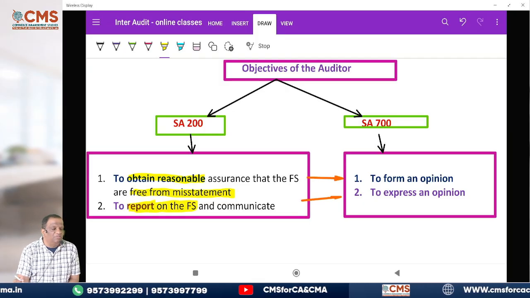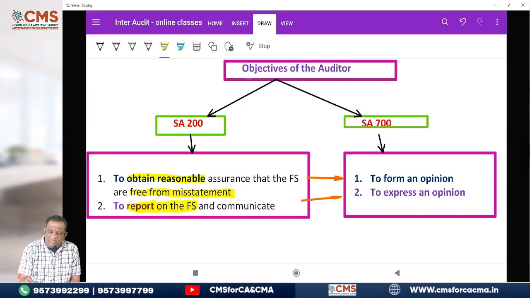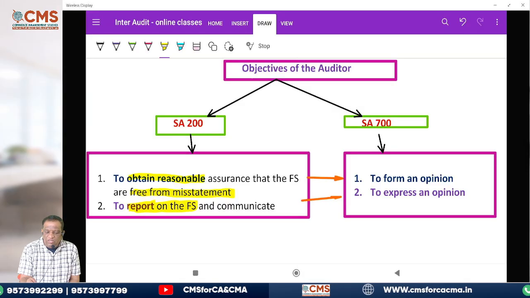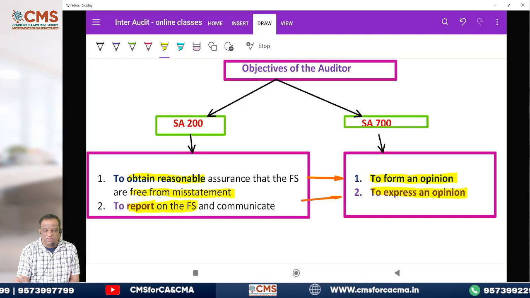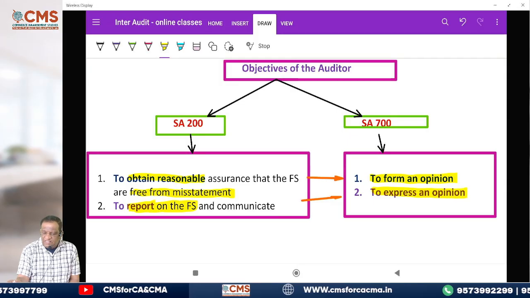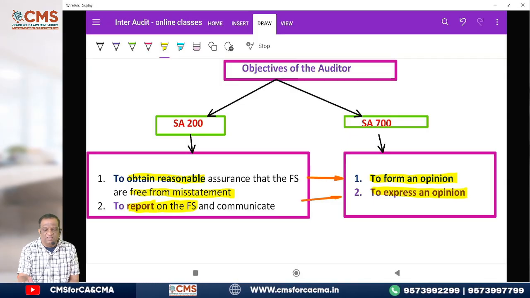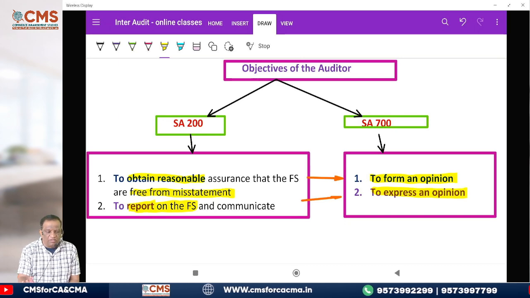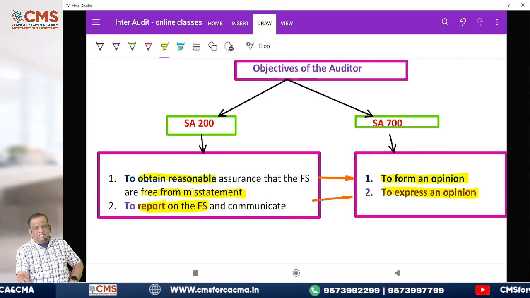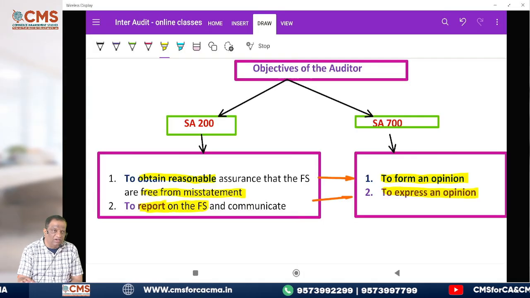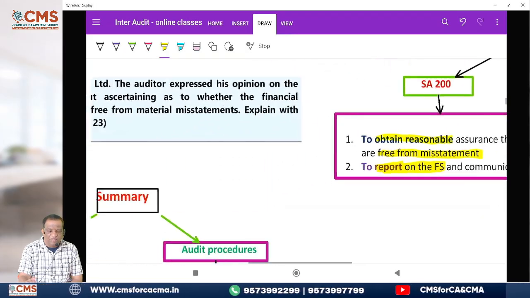The same are the objectives as per SA 700 as well, but the language is slightly different. Under this, the objective is to form an opinion, and the second one is to express an opinion. As a student, you find SA 700 more simple and straightforward than SA 200. But whenever it is asked, just look at the question, it is very rarely asked, not a repetitive question. Is it talking from SA 200 or from SA 700? More or less, both may mean the same, but your presentation of the answer is going to be different.